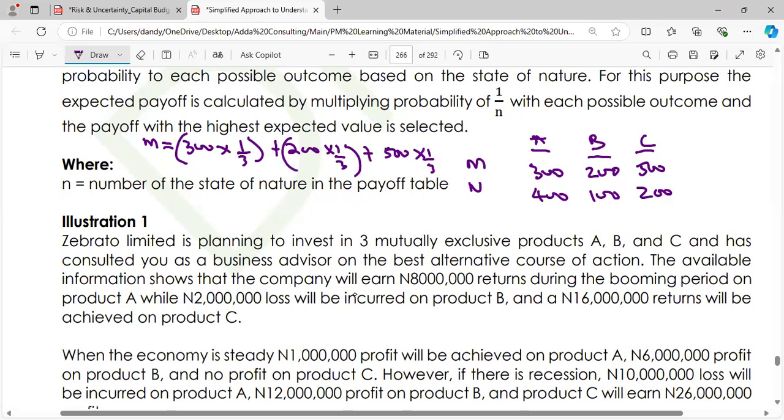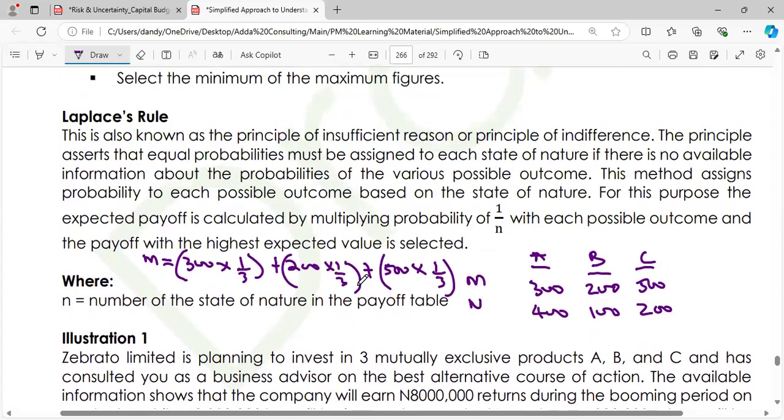I will add everything together, and that will be the answer. So that's what you need to do under Laplace rule. Then I will do the same for N. At the end of the day, any alternative with the highest expected value is the one that will be selected. So that's what you need to do under Laplace rule. It's as simple as that.